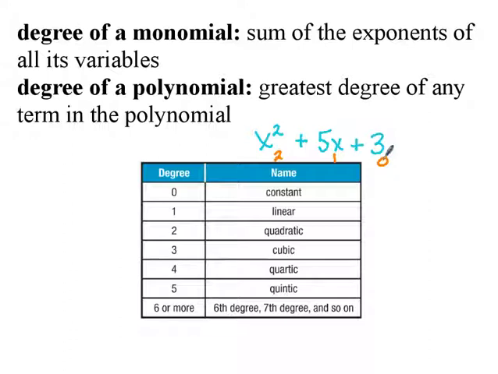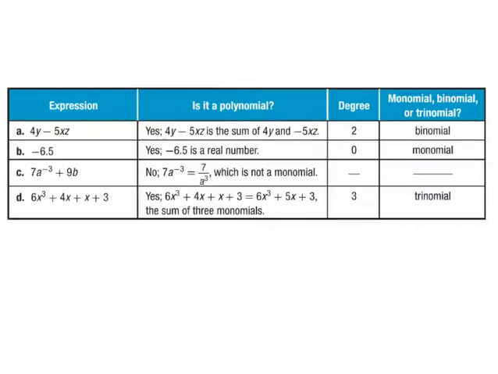So now what I've tried to do, and this is actually in your book as well, is give you a little bit of background as to what a polynomial and monomial is. So if we look at this, the expression 4y minus 5xz, is that a polynomial? Yes. Because 4y and negative 5xz, that's the sum of 2 monomials, it's a degree 2. Why is it a degree 2? Because x is 1 and z is 1, so they're 2 together. So that term itself has a 1 plus 1 degree, which is 2. And we call that a binomial because there are 2 terms.